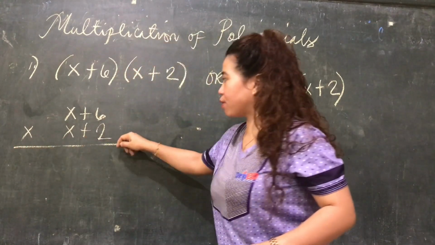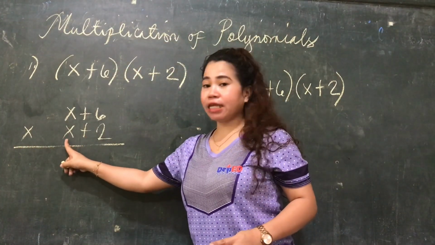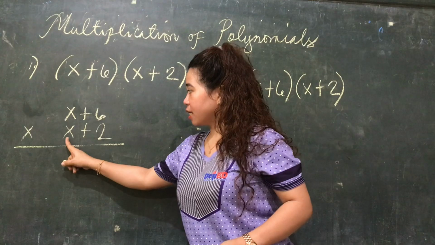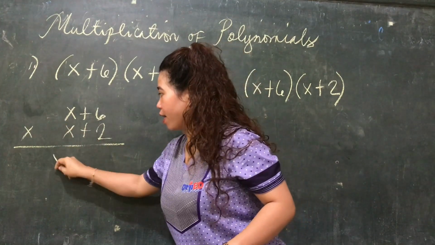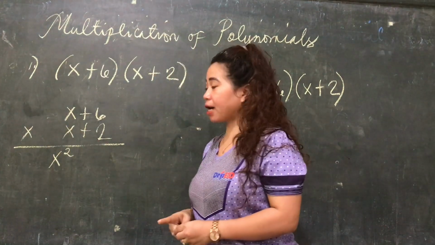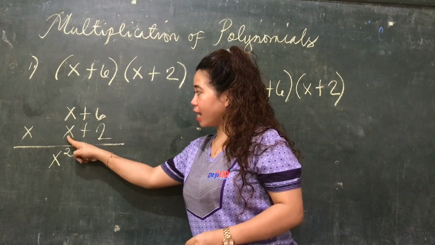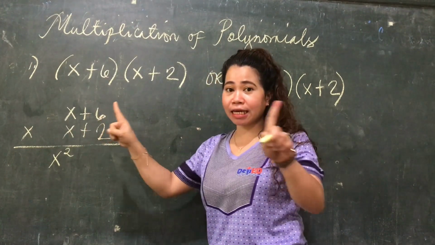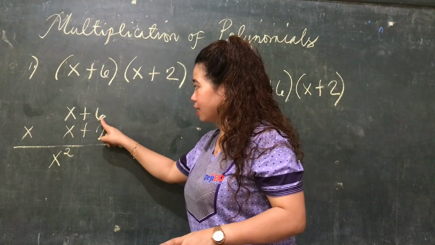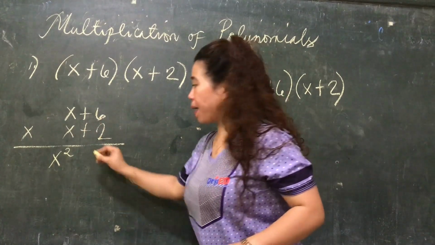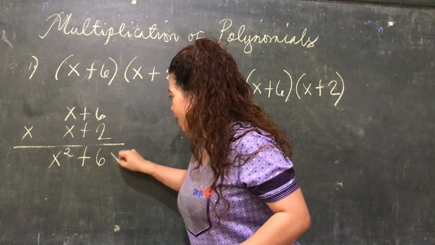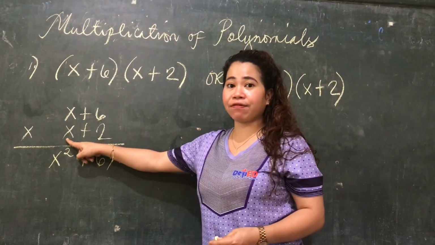Mag-multiply ta, mag-una ta sa dria. Dria ta mag-una sa left. X times x, you have x squared. Pagkahuman ana, dria na po ta. X times 6, mura lang itapad ha. X times 6 equals 6x. Positive 6x.